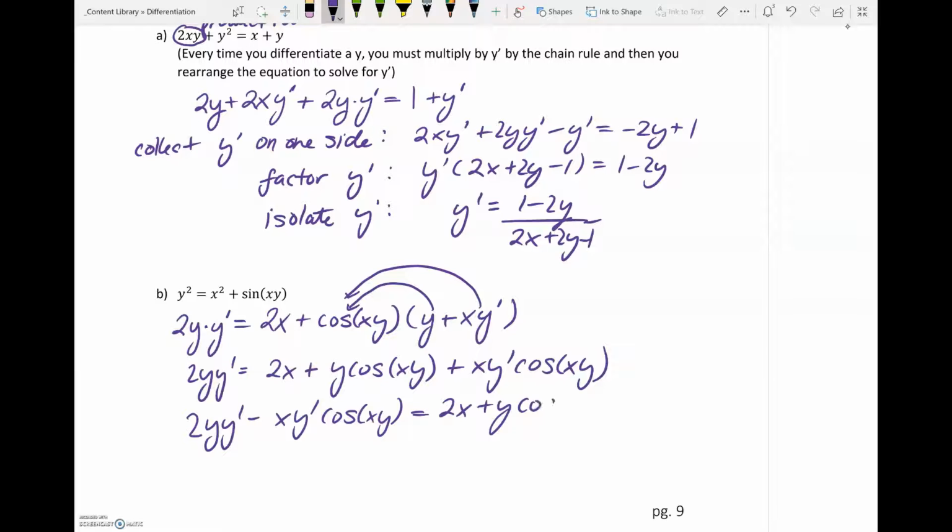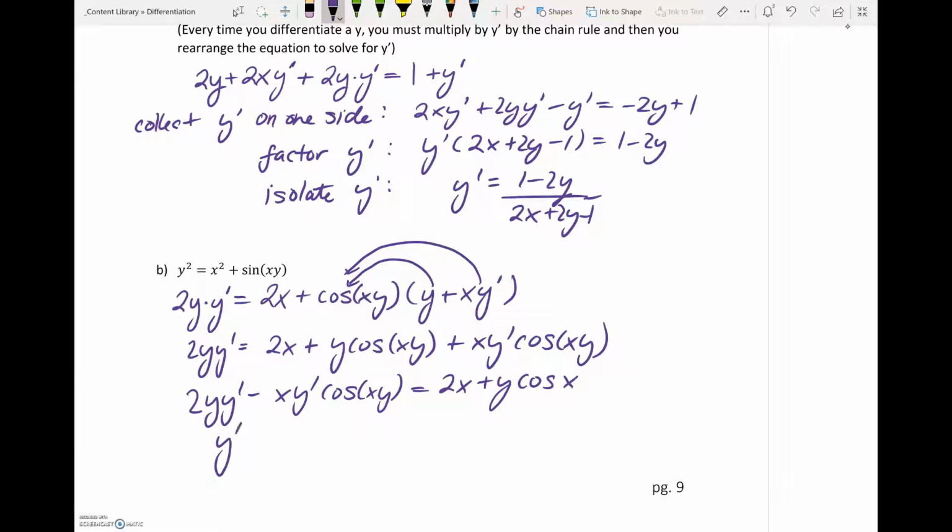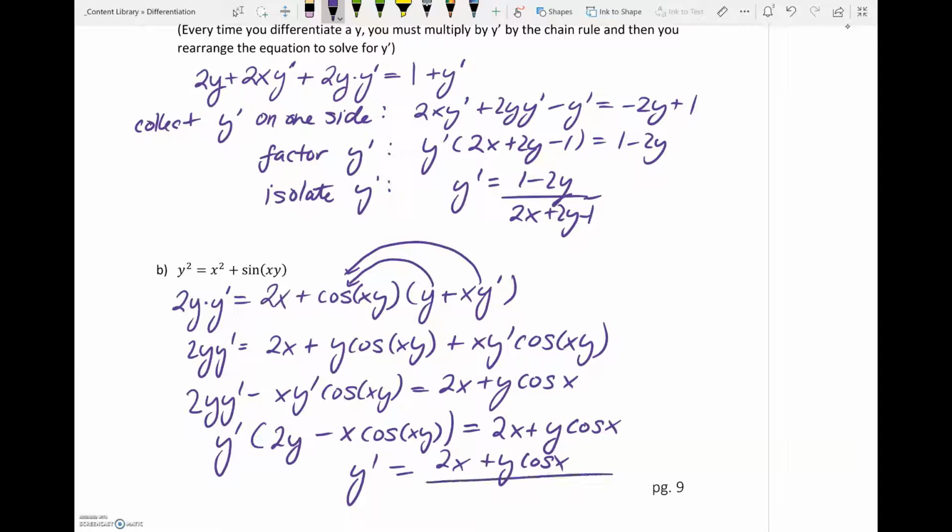Then I want to factor out the y prime. So I'm left with 2y minus x cos of xy. And then we'll divide both sides by that to isolate y prime. And then that's it. If you follow these steps from example 1a, you should be fine.